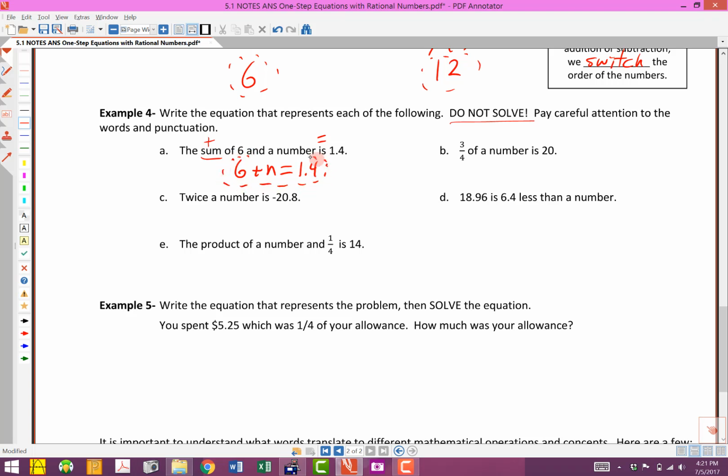Now here's the cool part about this. If we don't have to solve it, we're done. All we need to do is translate that into an equation. We're finished.